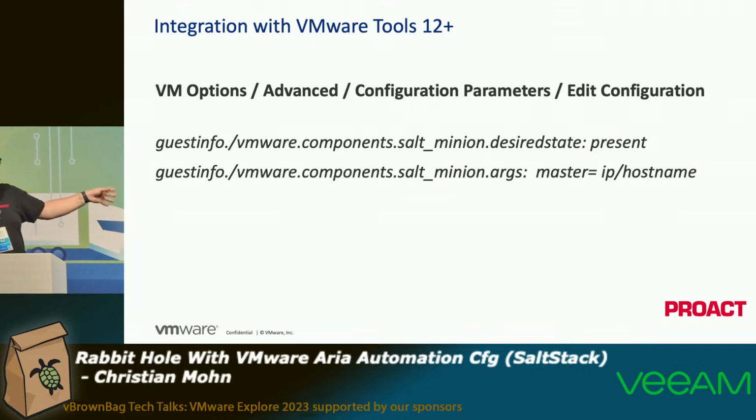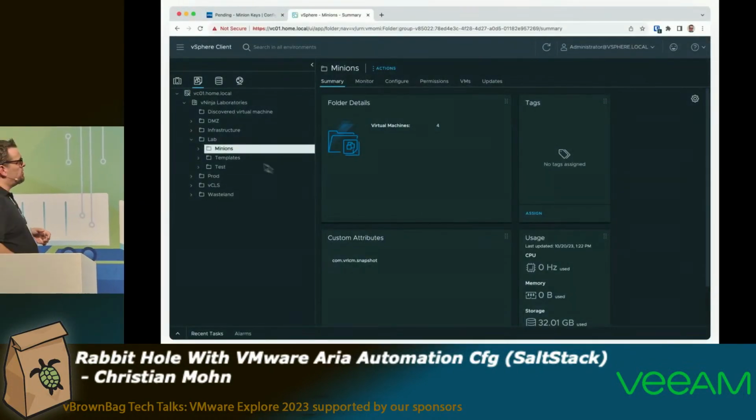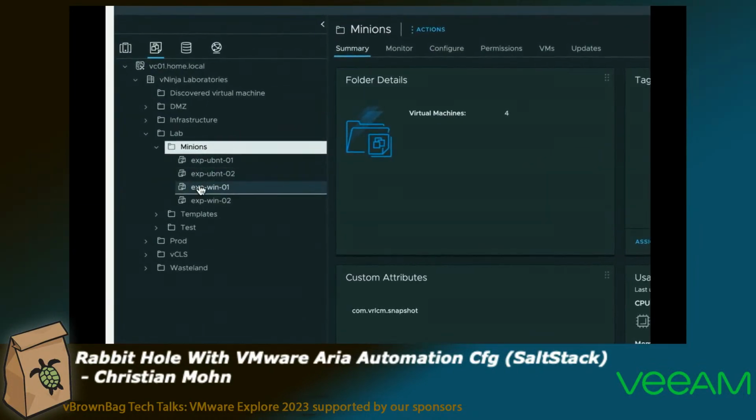For Windows, it's default installed. For Linux, you need to install the OpenVM Tools Salt package. It's not a part of the default VMware OpenVM Tools package, but it's there. So this is actually how that works. I just made a quick demo of how that actually works.